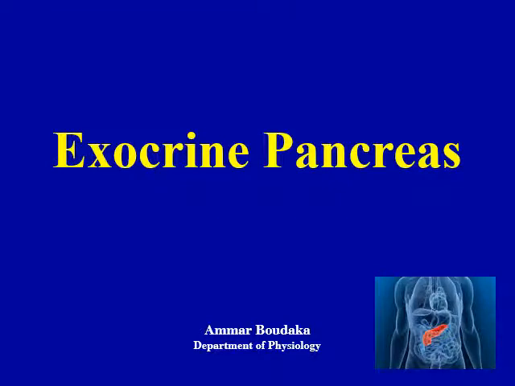Today, inshallah, we are going to talk about the exocrine pancreas. As you know, the pancreas is a retroperitoneal structure present behind the stomach, and it has two functions. It is considered as two glands in one. So it has an exocrine part and it has an endocrine part. And the endocrine part is mainly involved in the production and release of insulin that is very important for the glycemic control.